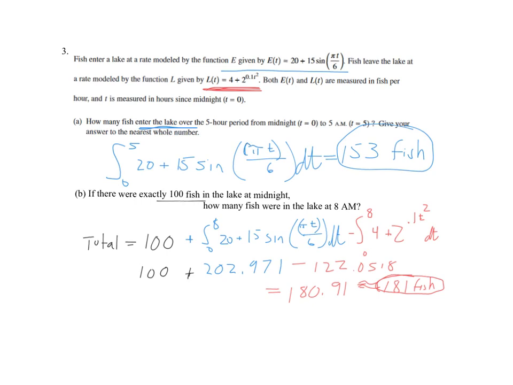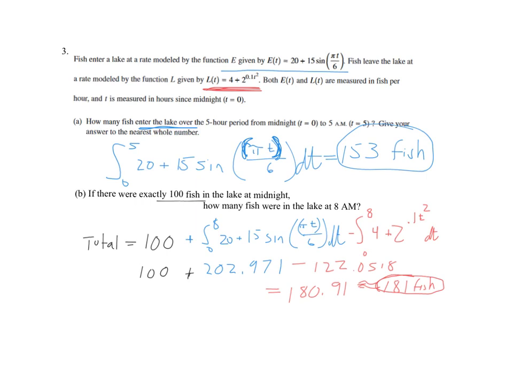Make sure that you put your whole numerator in parentheses here. If you don't do that, you'll probably get the wrong answer. Make sure you're in radian mode and round to the nearest whole number. In this case, 153 fish entered the lake in the first 5 hours.